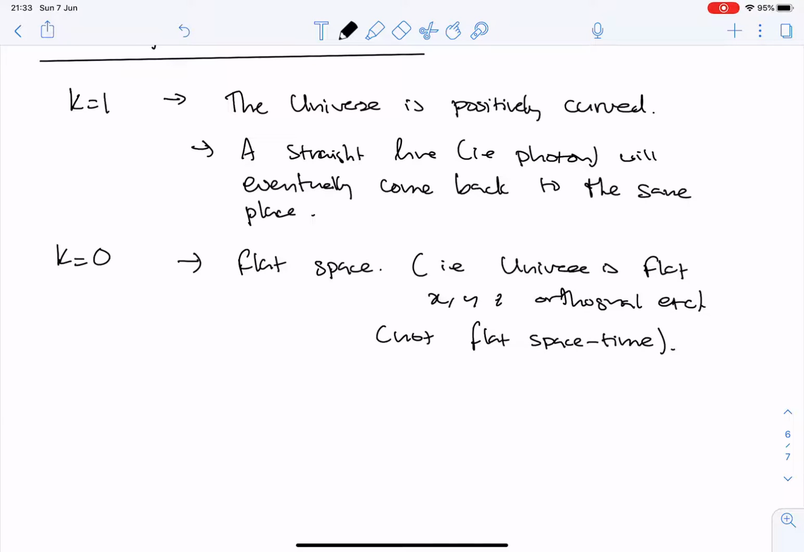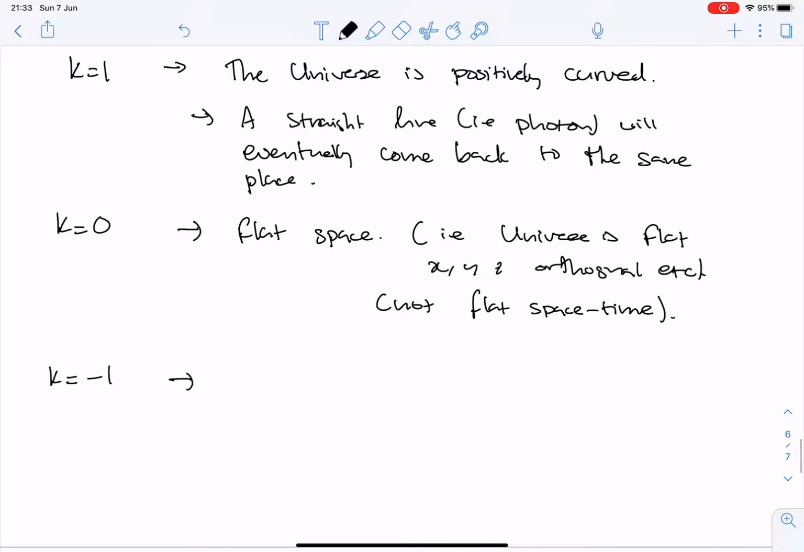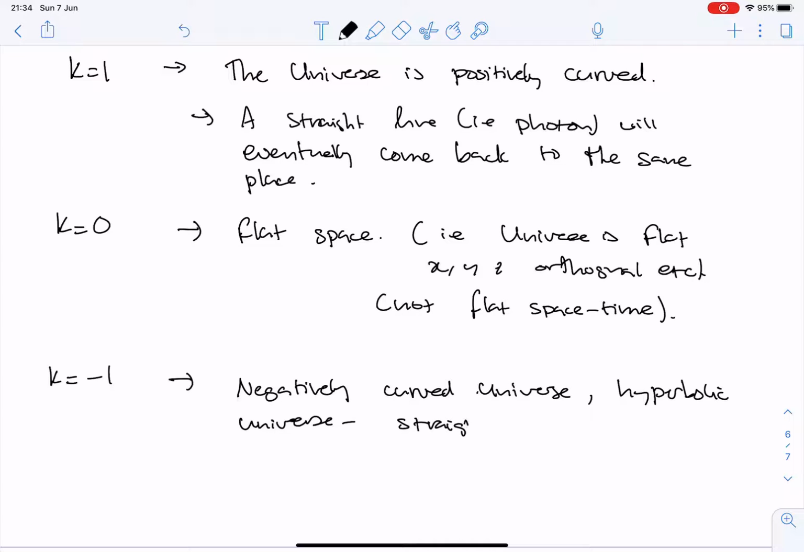And then k equals minus 1. That is a negatively curved universe. You'll sometimes also see it called a hyperbolic universe. And in that case, straight lines diverge.